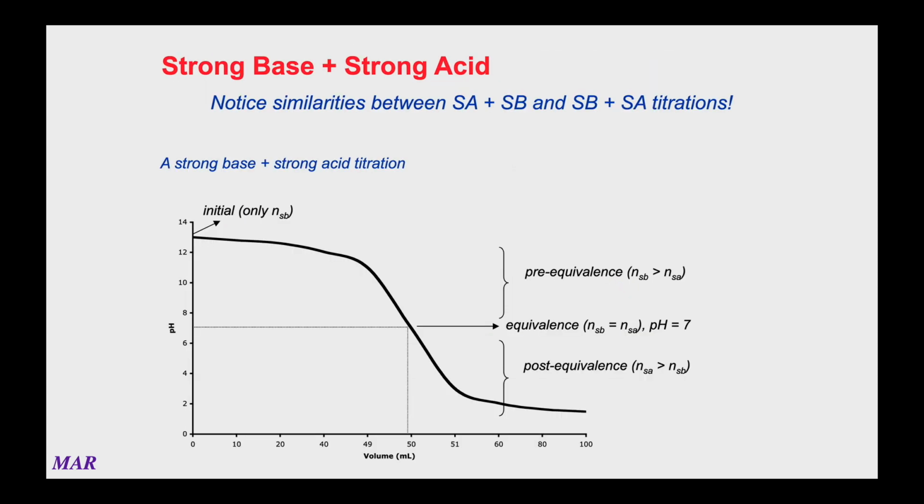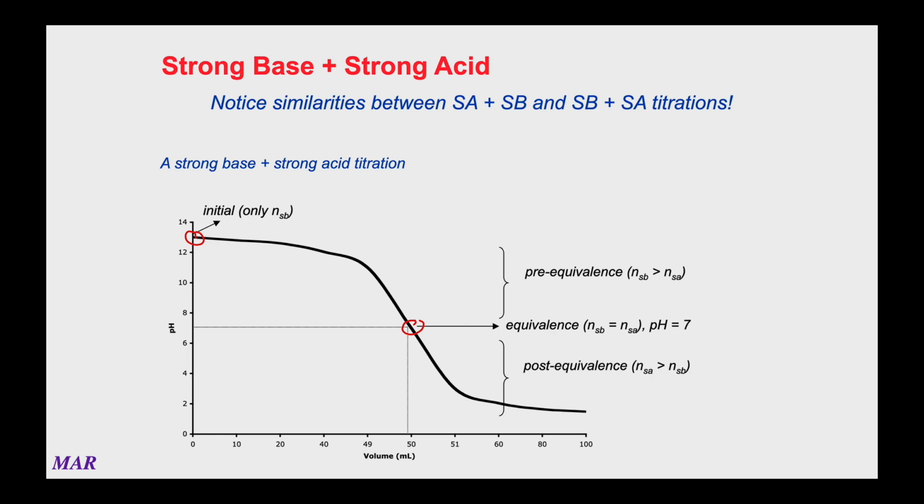Strong base plus strong acid titrations are very similar to strong acid plus strong base. The difference, though, is that, of course, you're starting now with a strong base, so the pH is basic. And then as you add the acid, the pH begins to go down. Equivalence point, where the moles are equal, will still have a pH of 7. Post-equivalence now will be acidic, and pre-equivalence now will be basic.